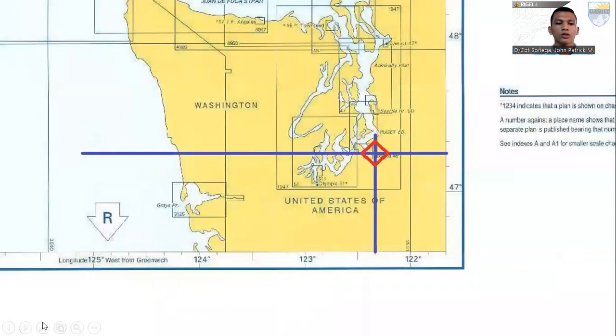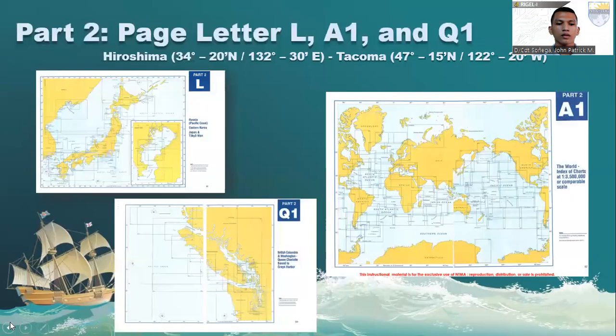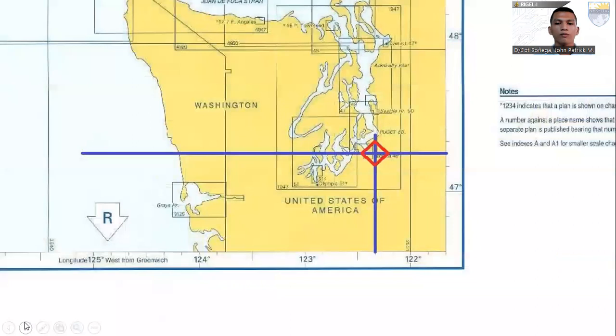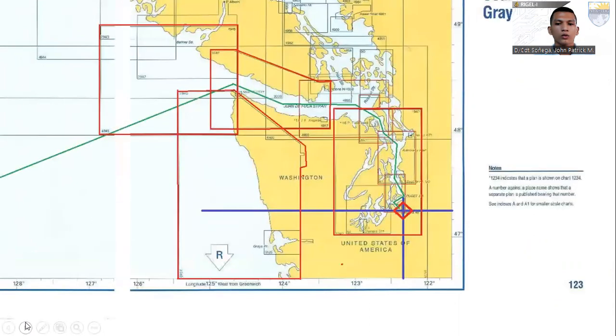At Q1, this is our destination at Tacoma, USA. We have plotted it there because it is located there, and we have highlighted it. These are the different chart numbers that we are going to use.